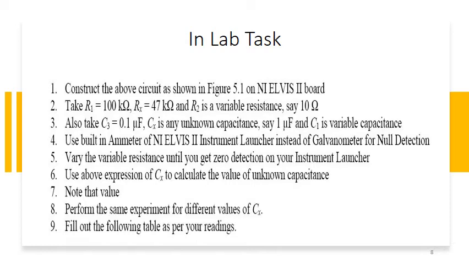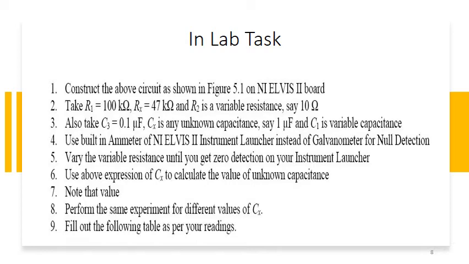In the lab task, first of all we will construct the circuit on the NI Elvis board. These are the given values of the components: R1, C3, C1, R2, Rx and Cx. In these, C1 and R2 are a variable capacitor and a variable resistor respectively. We want to find the values of Rx and Cx.